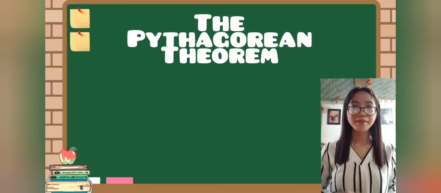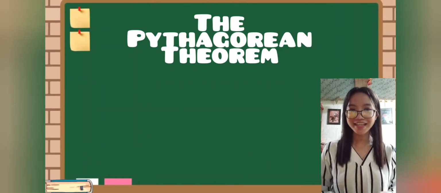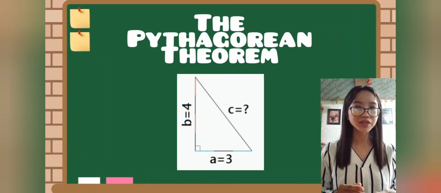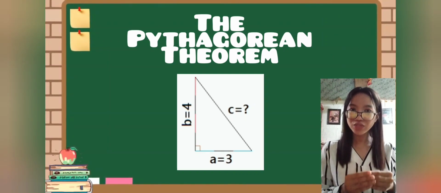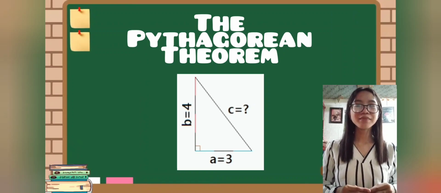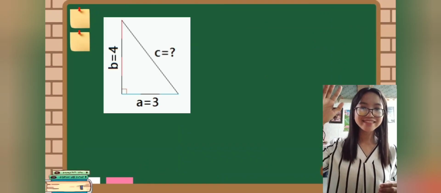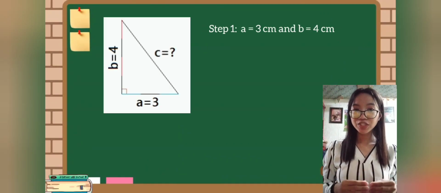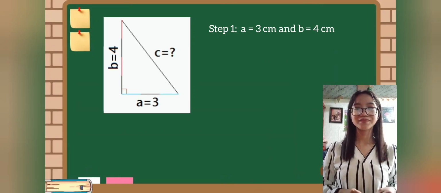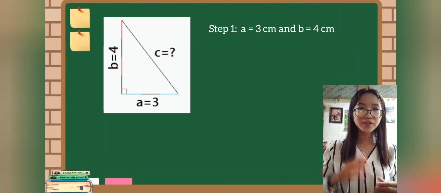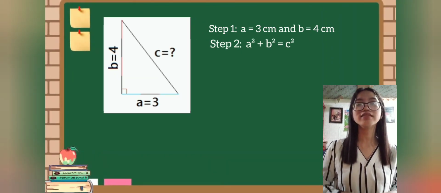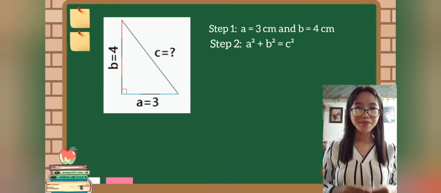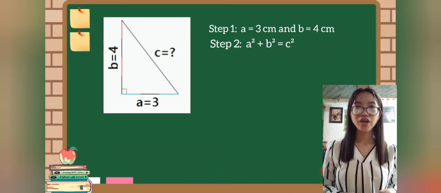Now, let's prove the Pythagorean theorem with a simple example. Imagine we have a right triangle with legs of 3 centimeters and 4 centimeters. How do we find the hypotenuse? Step 1. Who can tell me the lengths of the legs again? Yes? Great! 3 centimeters and 4 centimeters. Step 2. What's the formula we'll use? Exactly! a squared plus b squared equals c squared. Step 3. Let's substitute the values. What's 3 squared and 4 squared?